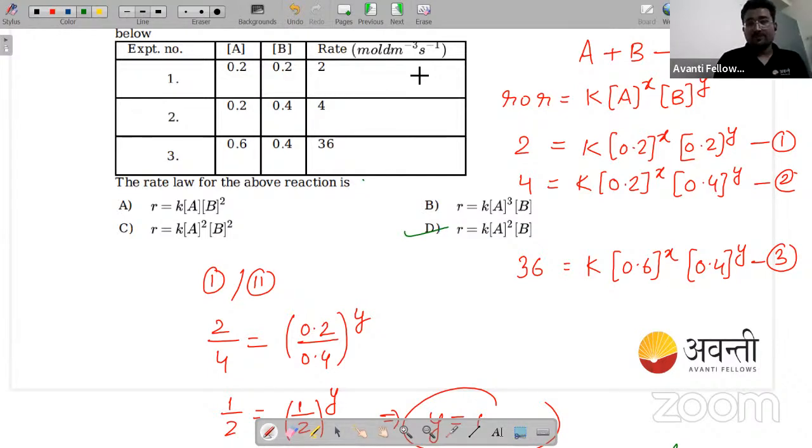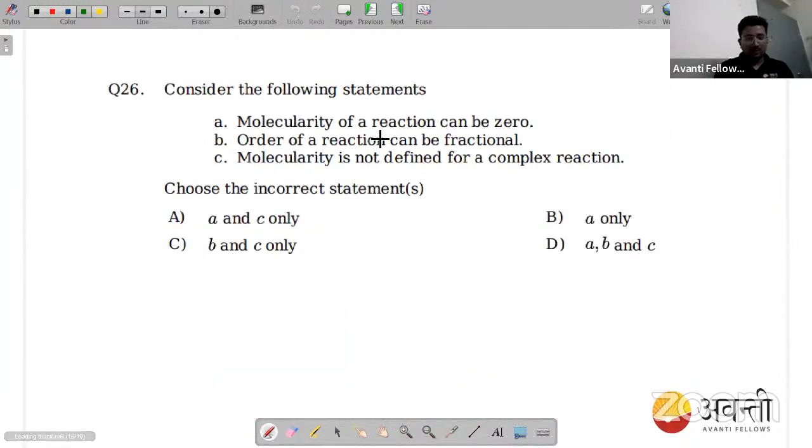I hope this question is clear to all of you. These types of questions are given in NCERT also. Clear? Okay, cool. So coming to our next question, question number 26. This is also a molecularity based question that we have already discussed in the JEE paper. Okay, let's start now. Question number 26.